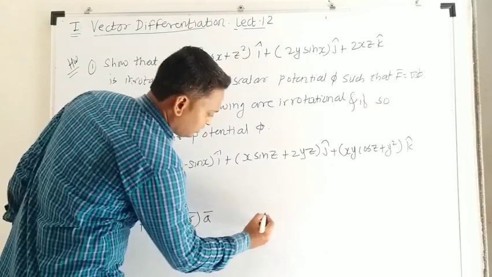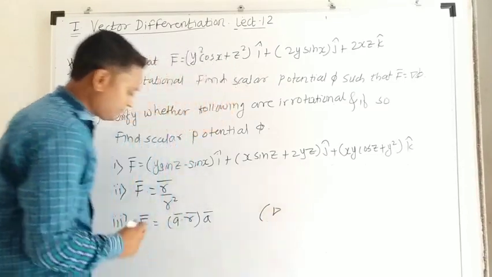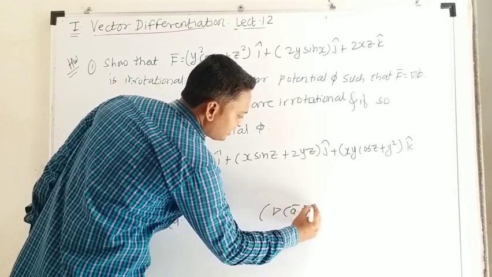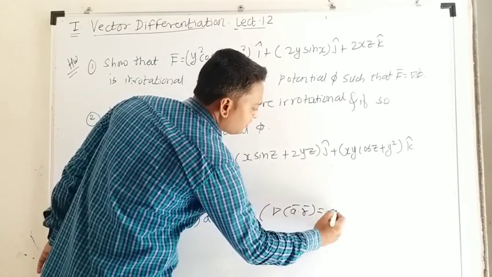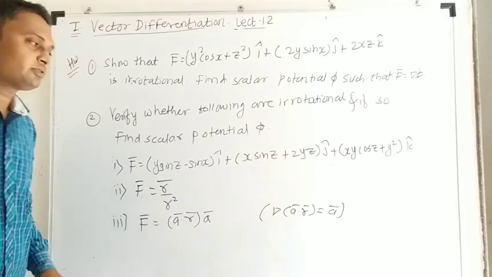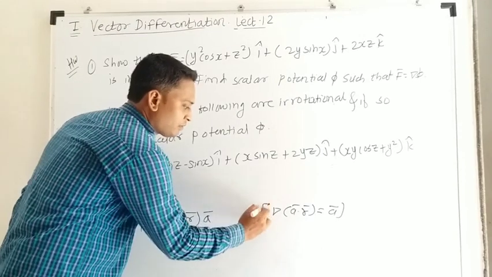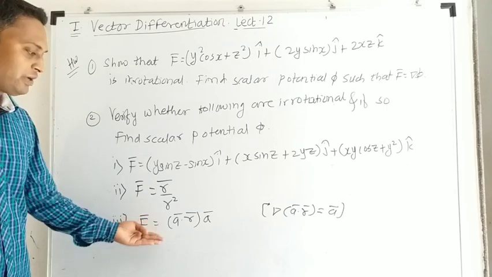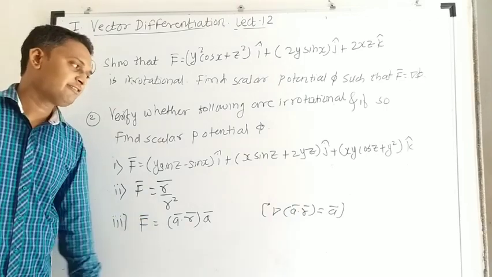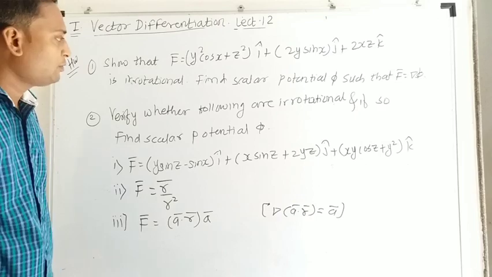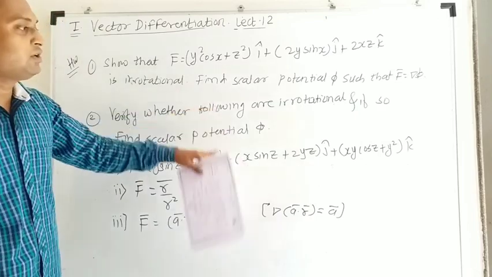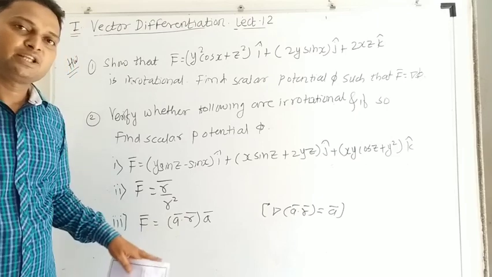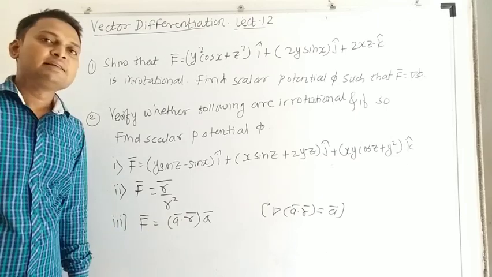Now in the third one, when you check whether it is irrotational or not, at that time one result you will need. That result is del of a bar dot r bar. The value of it is a bar. So this result will help you in the calculation. Okay, and the rest of the calculations are easy. You can easily prove that it is irrotational and find the scalar potential associated with it. If you get them as irrotational, then only you need to calculate scalar potential phi.